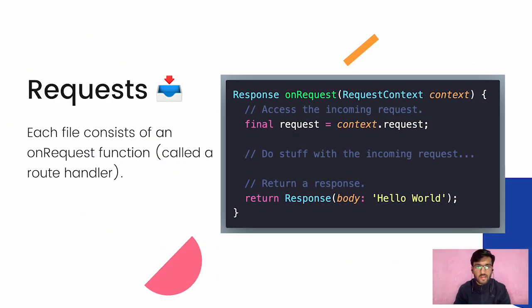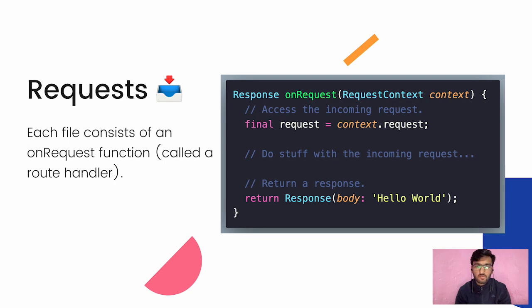Okay, so after creating these route files or folders, each file consists of an onRequest function, which is also known as the route handler. Every file should have this method, and this method should take one request context and return a response. In this request context, we can access all the data related to the incoming request. We can do some operations with the incoming request, and we can finally return a response.